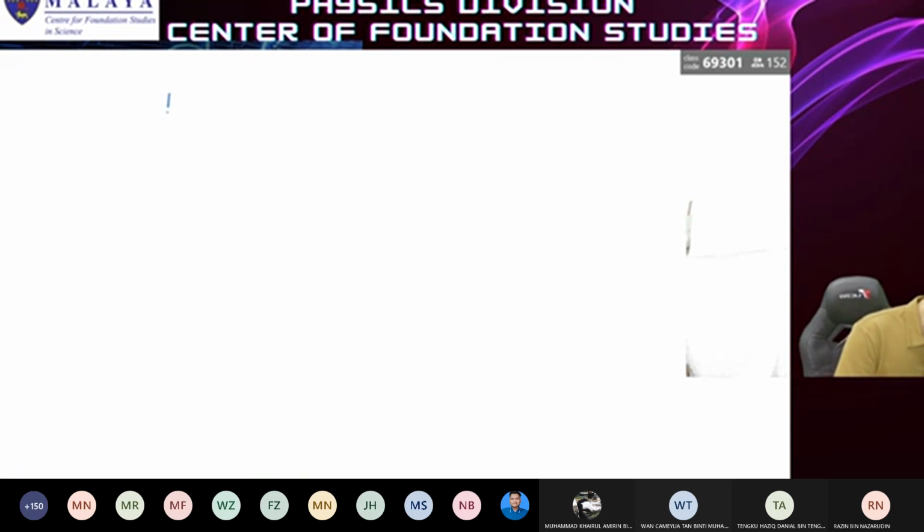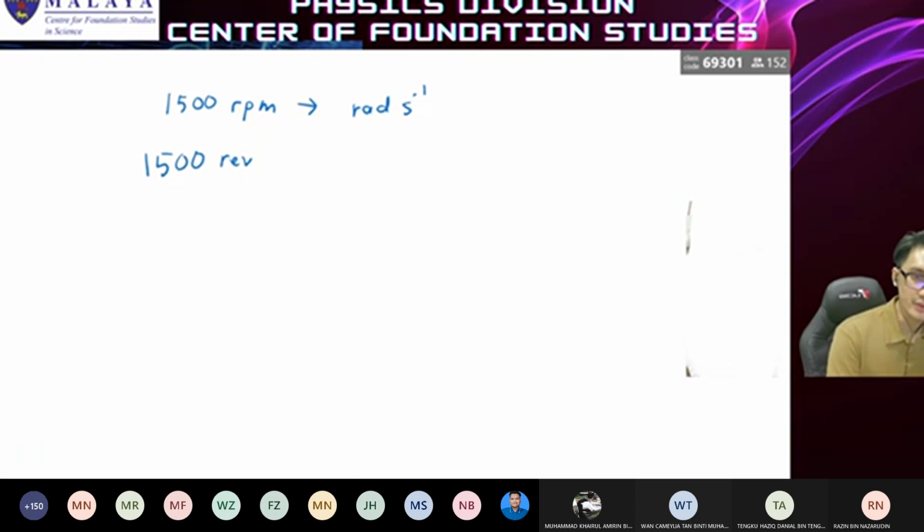Okay, dia nak 1500 revolution per minute into radian per second. Okay, how to convert? Benda yang biasalah. Okay, we know that 1500 revolution. Okay, one revolution is equal to what radian? Satu revolution berapa radian? 2 pi. Yeah, correct. So we have to darab by 2 pi.